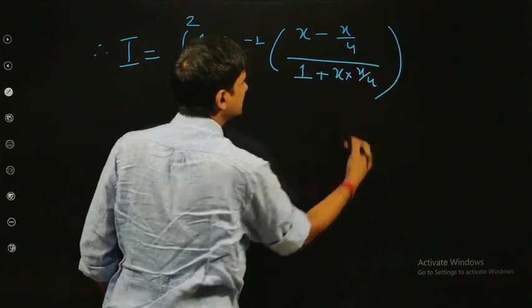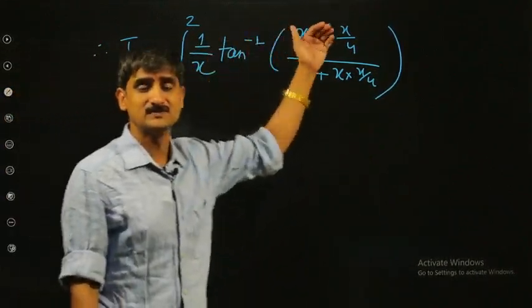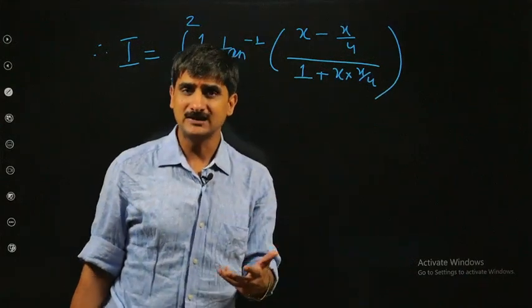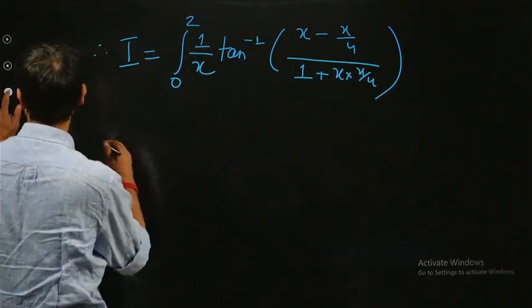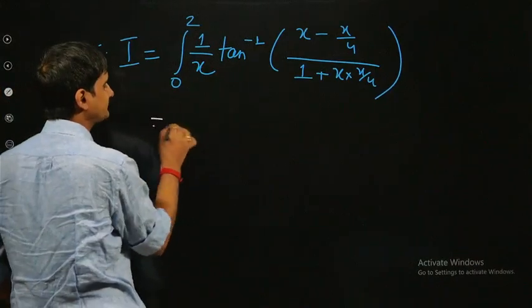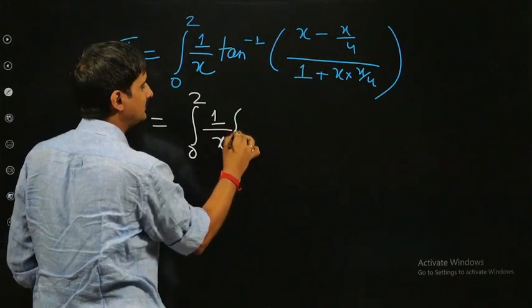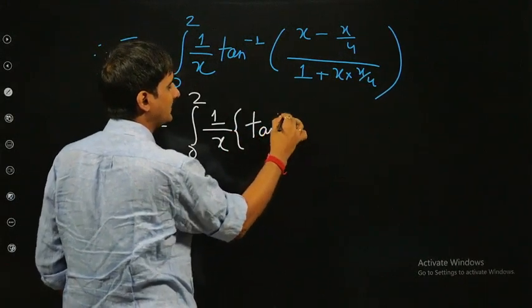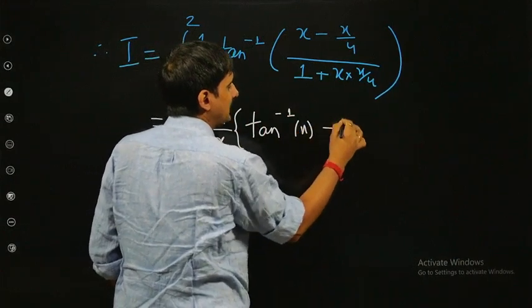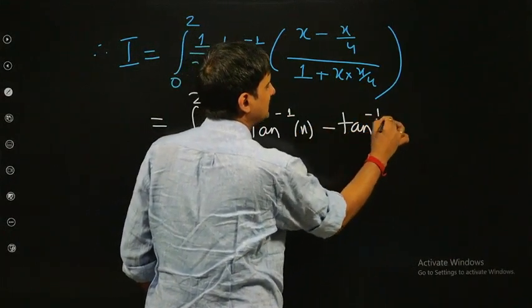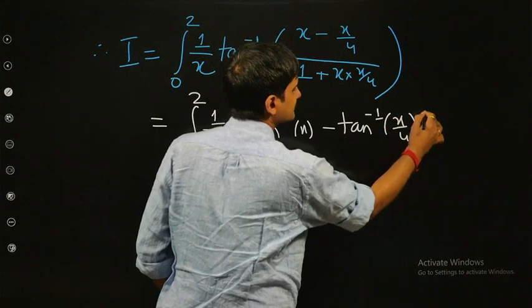So which identity is it? Tan inverse of (a minus b) upon (1 plus ab) is tan inverse a minus tan inverse b. So we can write it here as integral 0 to 2, 1 by x into tan inverse of x minus tan inverse of x by 4. So that's the first step.